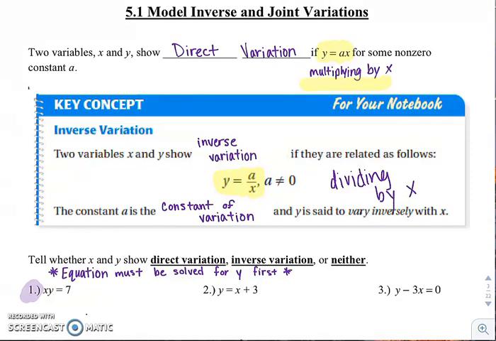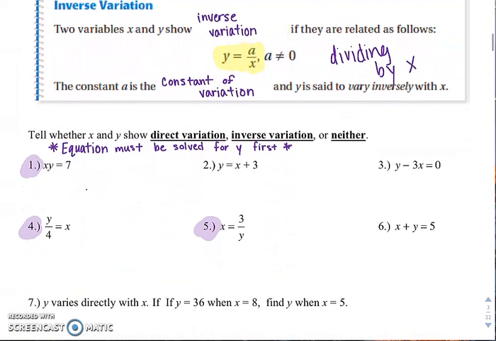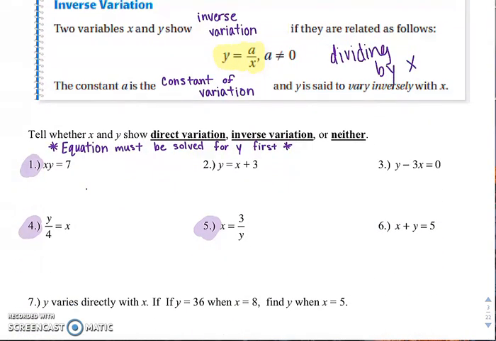So in our examples, it asks us to say whether or not the equation shows direct, inverse, or neither of those types of variation. So the only thing you have to do is make sure your equation is equal to y. And once it is, you just see, okay, do we have direct or do we have inverse? If we don't have either of them, then it can be neither of those types of variation. But we do have to solve your equation for y first.